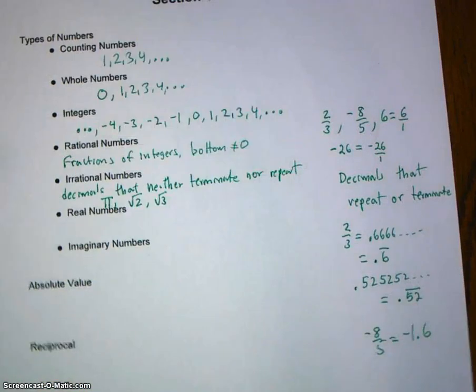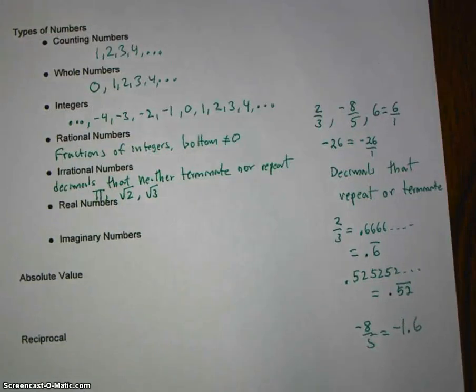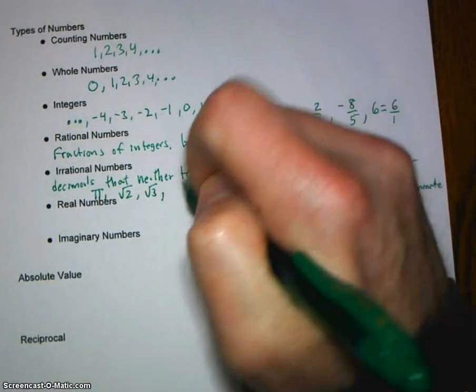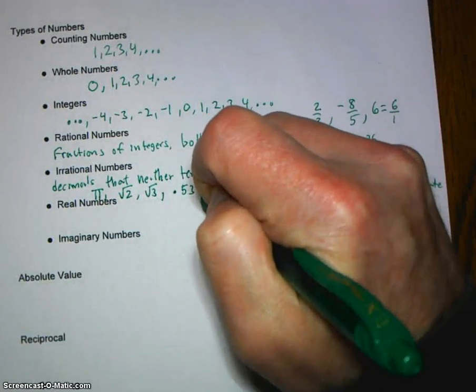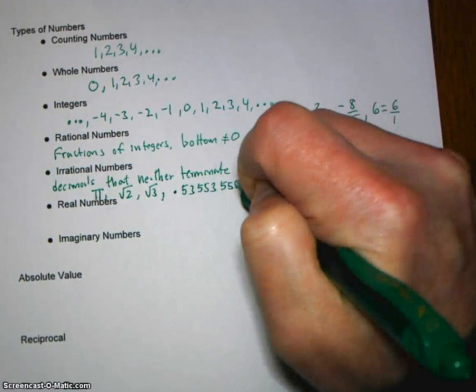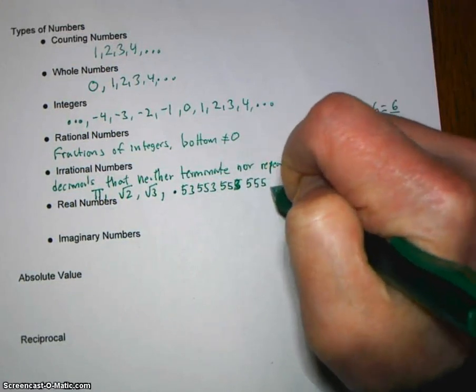All right, let me give you one more irrational number, one that I can completely convince you does not end and does not repeat. It's harder to do with these numbers here. So I'm going to make one up here. It's going to be 0.53, 553, 5553. That's a 3. 555. Oh, it looks like I messed up my number.